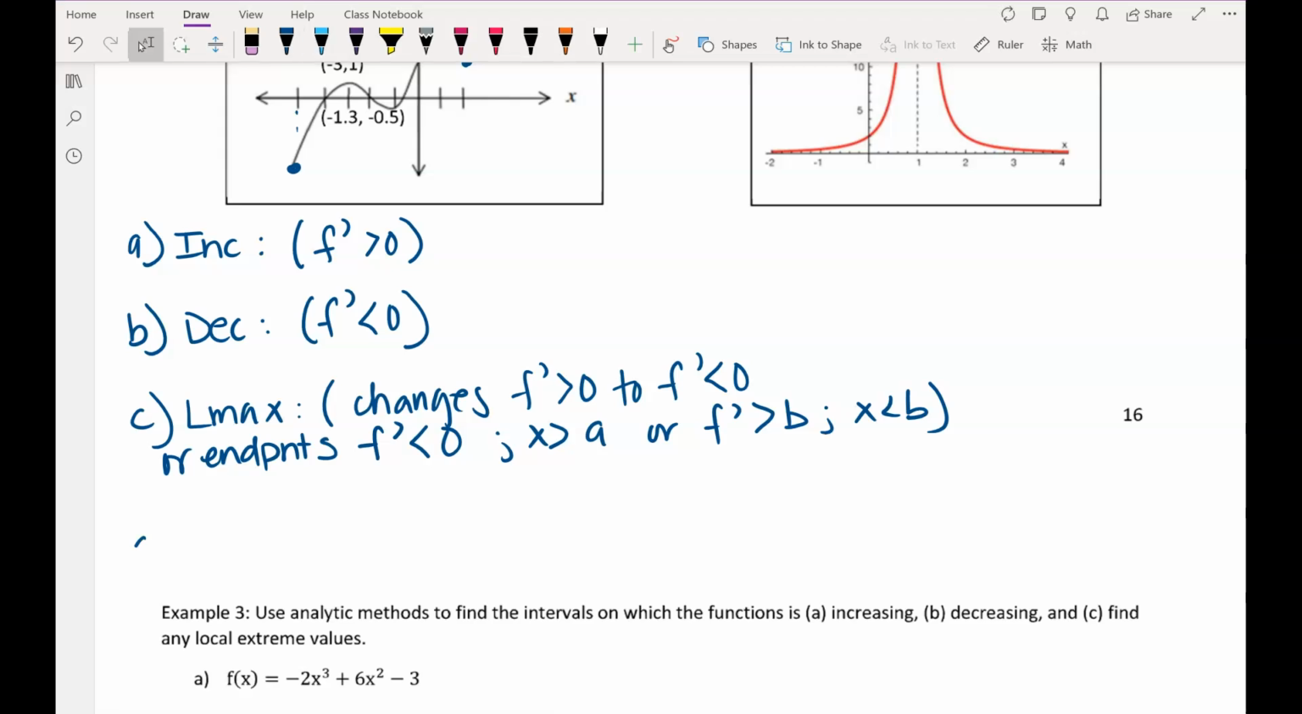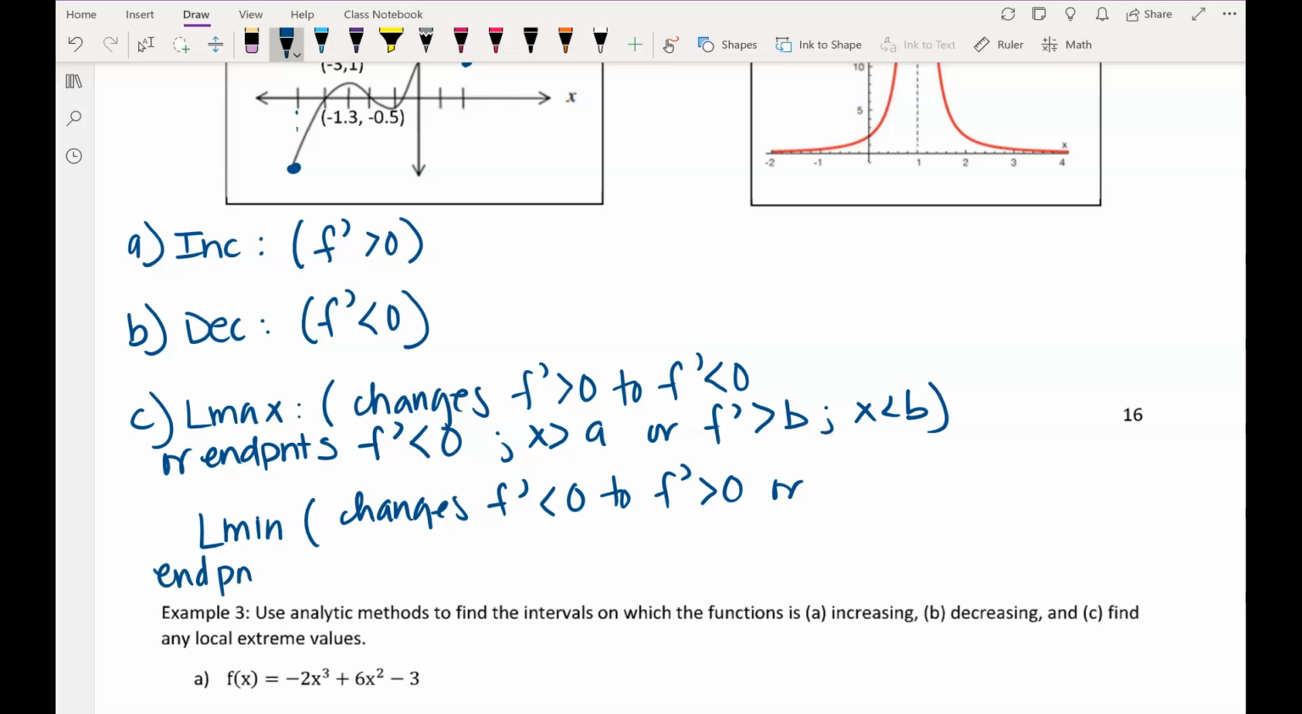Now, how about local max? Not D, because on part C, the ones are local min and local max. Local min is when the derivative changes from negative to positive, or endpoints: f prime must be positive at a, which is on the left side, or f prime must be negative at b, and remember b is on the right side. All right, so I'm spelling out all the definitions for you.